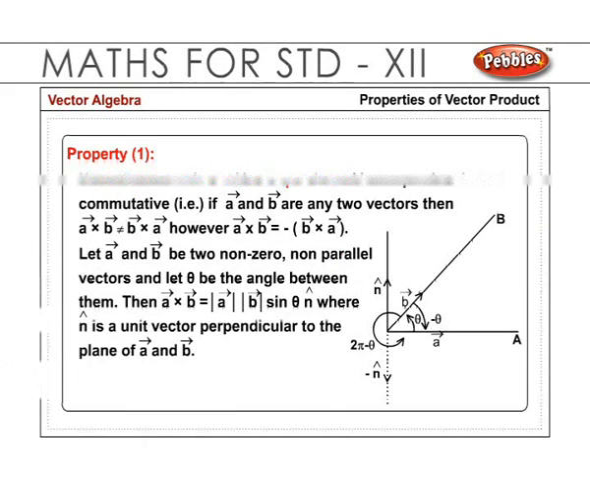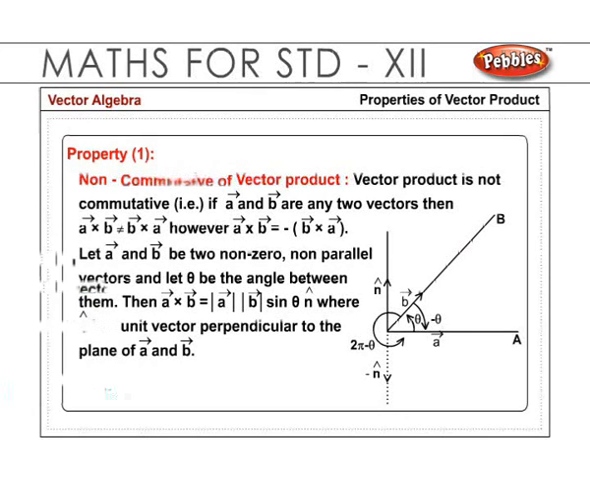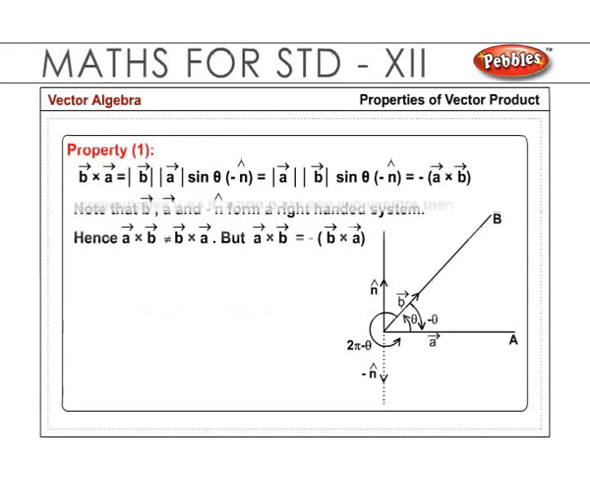Properties of vector product. Property 1. Non-commutativity of vector product. Vector product is not commutative. That is, if A and B are any two vectors, then A cross B is not equal to B cross A. However, A cross B = -(B cross A). The proof is shown above.